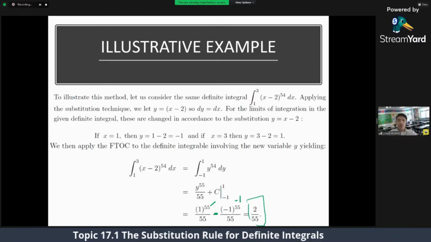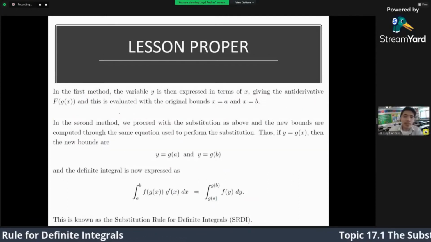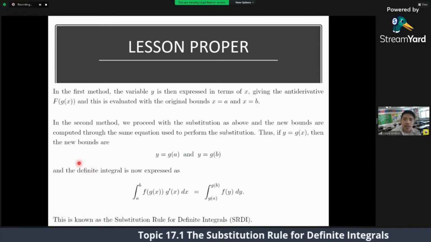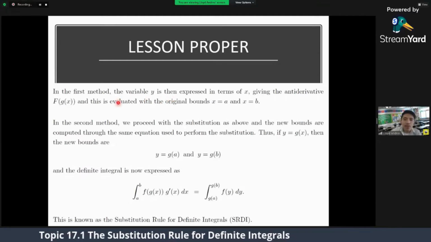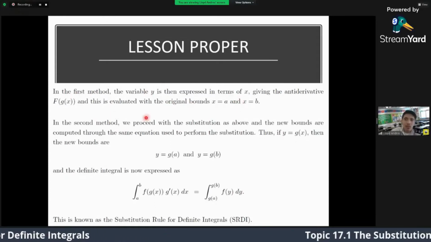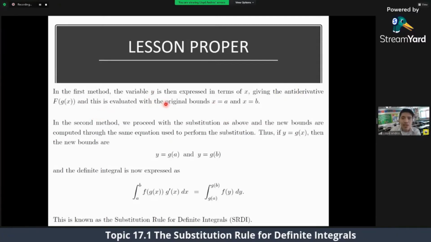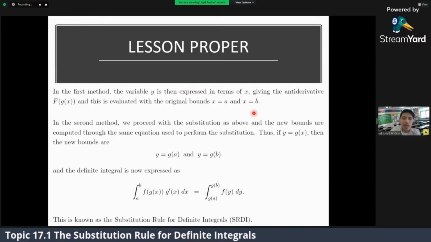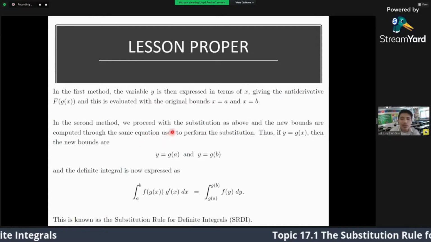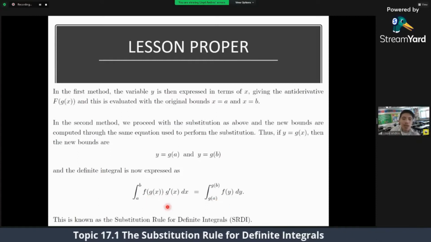So that is method 2. Bottom line, in the first method, the variable y is just expressed in terms of x. So in the first method, we only substitute the integrand, and afterwards we do not touch the original bounds. Unlike in method 2, we substitute simultaneously, both the integrand as well as the limits.